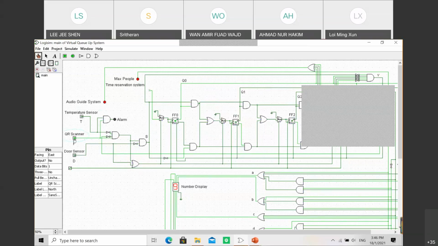When people are leaving the tourist site, you can see the number decreasing, and the audio guide system will be automatically turned off when there are no people inside. This is to reduce the use of electricity.